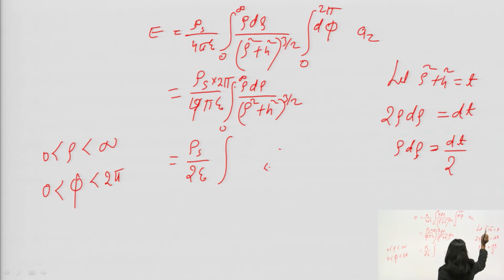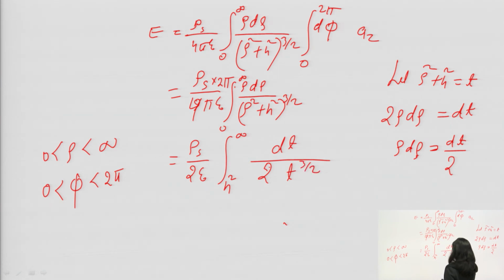Now when rho is 0, t will be h square, so here the limit will change. When rho is infinity, t will be infinity also, so here infinity will come. Further, in place of rho d rho we can write dt by 2, so we will write only dt by 2. Further, rho square plus h square is equal to t, so we will write t to the power 3 by 2.